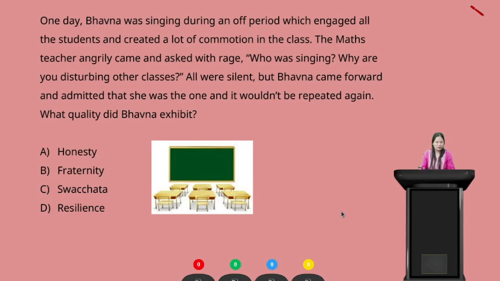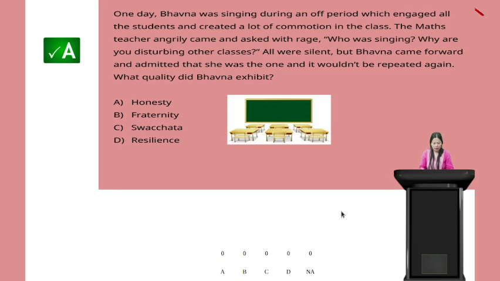Alright students, your time is up, and yes, very good. The correct answer is option A, that is honesty. Okay, Bhavna exhibited the quality of honesty in this situation.